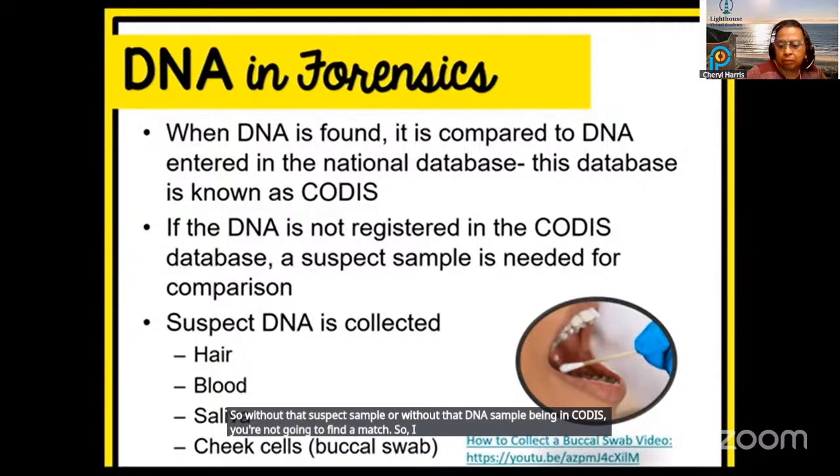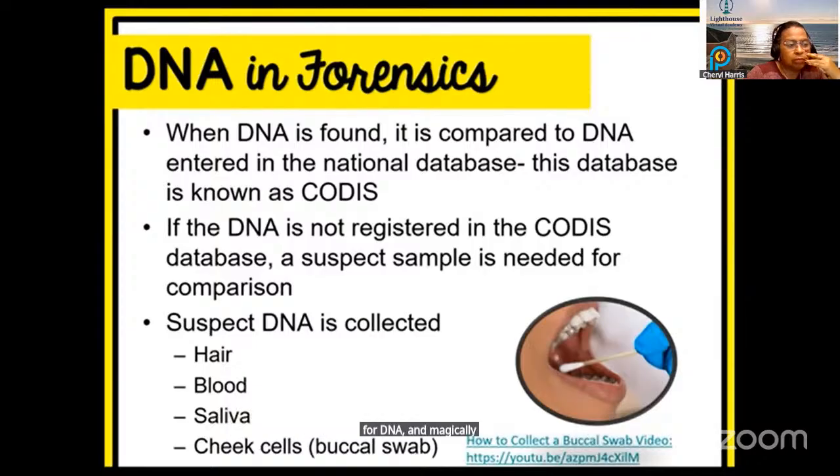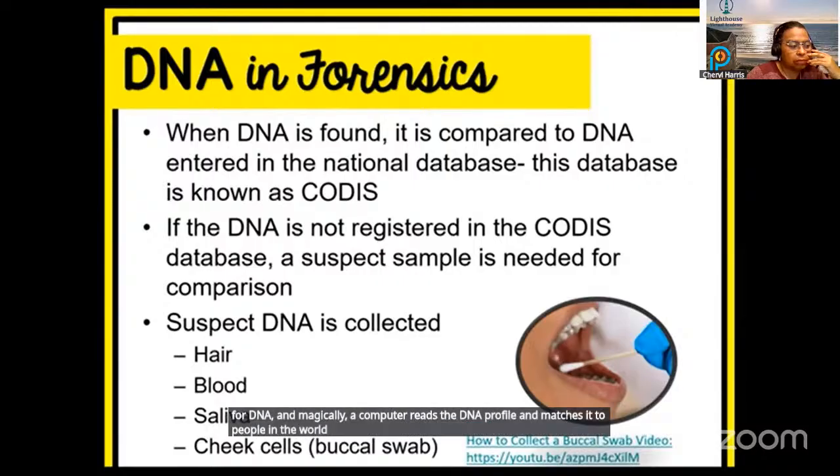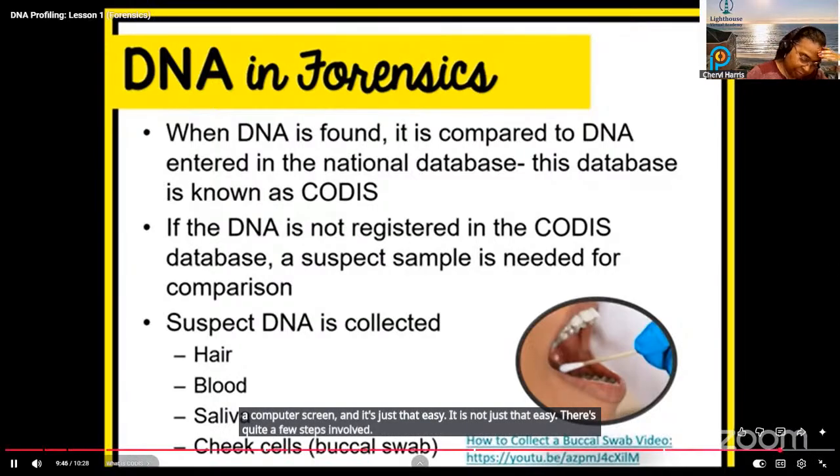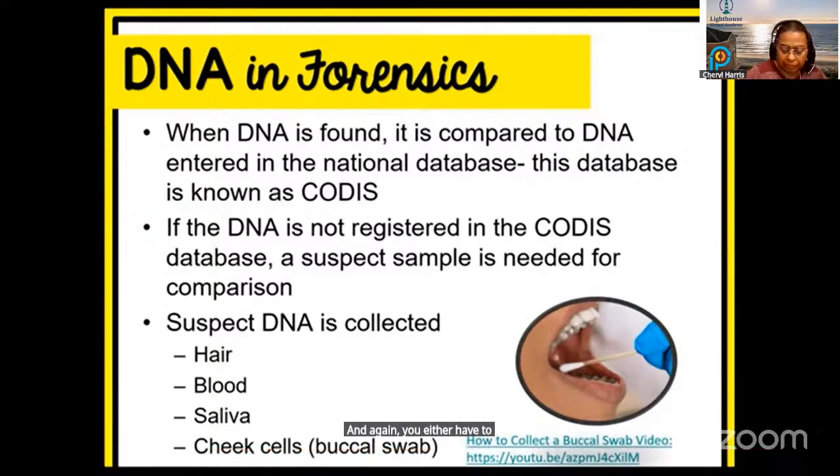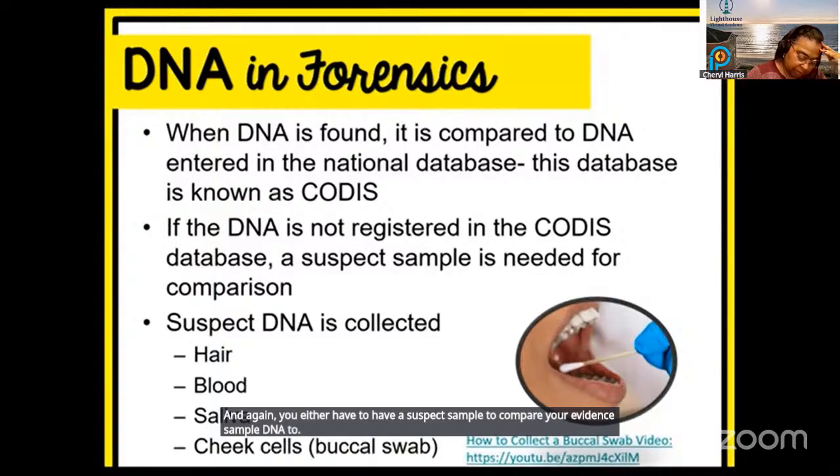So I know when we watch shows like CSI, it seems as though all an investigator has to do is just swab for DNA, and magically a computer reads the DNA profile and matches it to people in the world, and their picture comes up and their address comes up on a computer screen, and it's just that easy. It is not just that easy. There's quite a few steps involved. And again, you either have to have a suspect sample to compare your evidence sample DNA to, or the suspect has to be in the CODIS database.